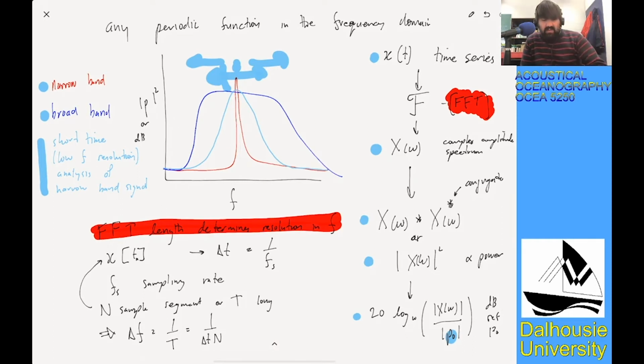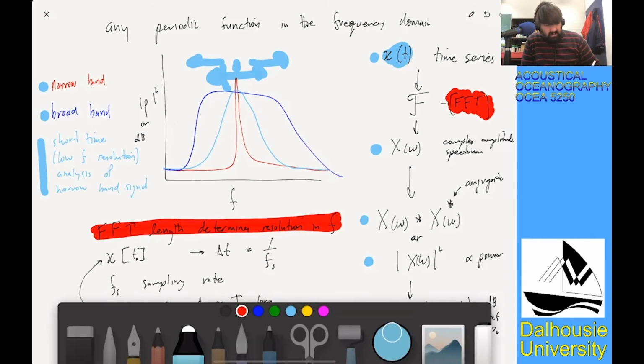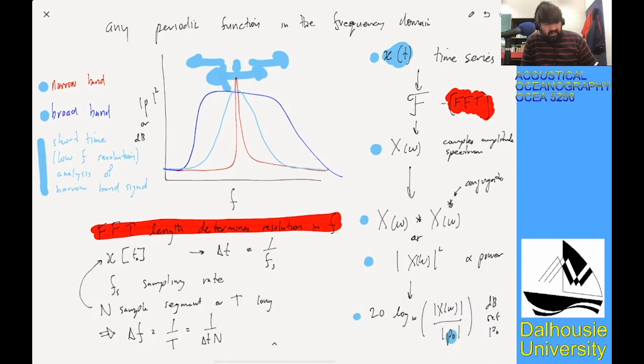Now, in reality, of course, this function is not continuous and it's not very, very long. Usually we have something like this here, where it's the same function, but I put the square brackets to indicate that it's a discrete function. We're sampling it in time, so it's not continuous, and it has some finite duration as well. So because we're sampling in time, we have some time resolution, delta t, right?